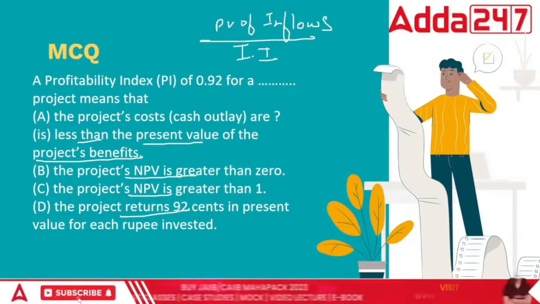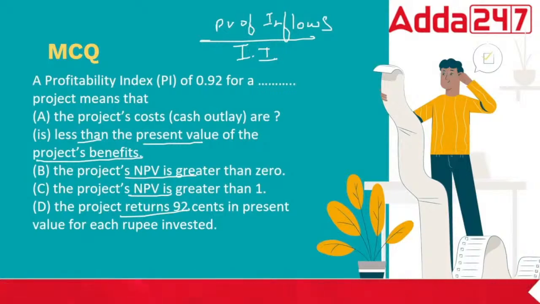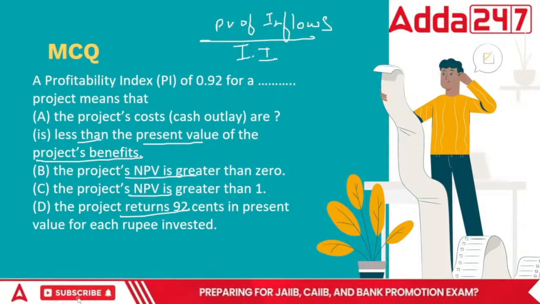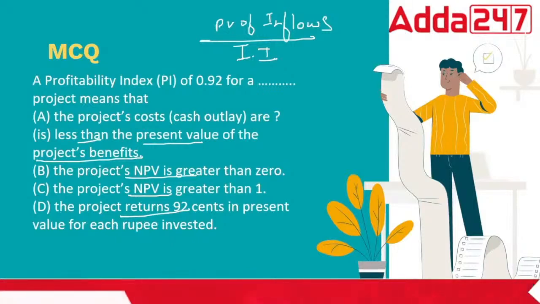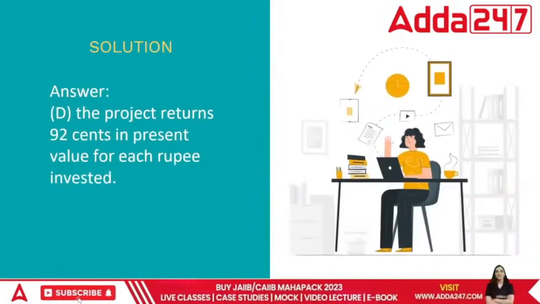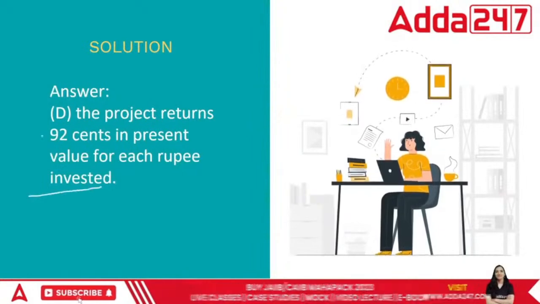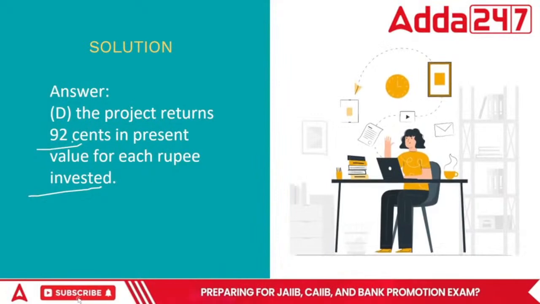If this means that the project returns 0.92 in the PV, I don't think I'll be able to take the project, because if I put 1 rupee and I can get 0.92 back, that means 0.08 is something that I'm losing. And losing money definitely hurts. That is why if such a situation comes, if the PI is less than 1, we should not accept that kind of project.